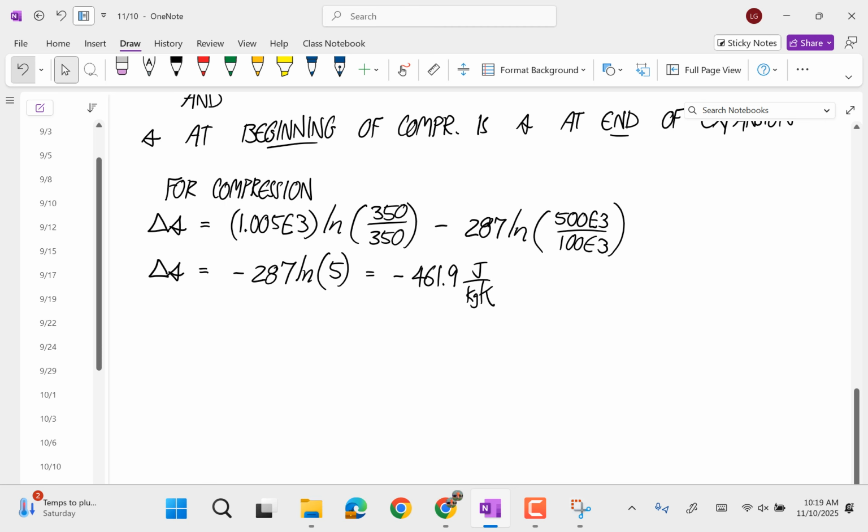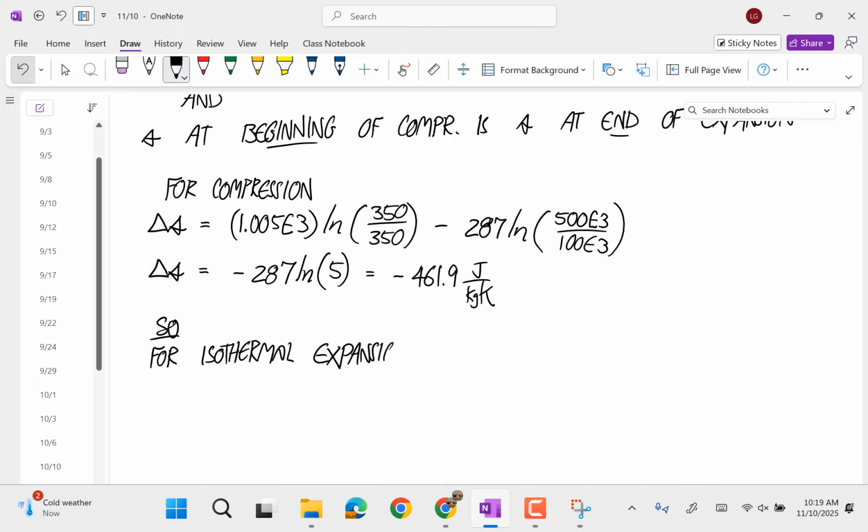And so what that means is for the isothermal expansion, because this was for the compression, the change in S is the opposite of this. So 461.9 joules per kilogram Kelvin.